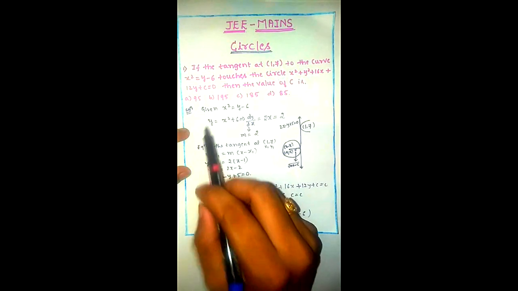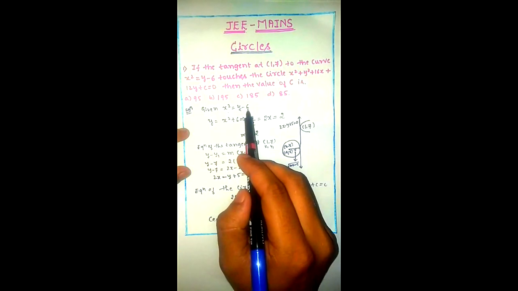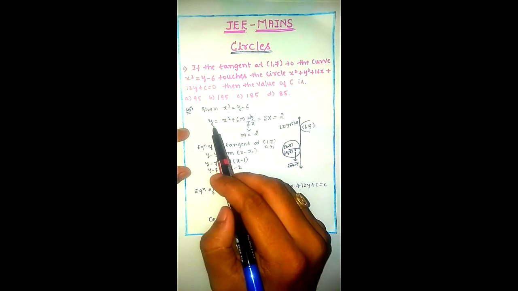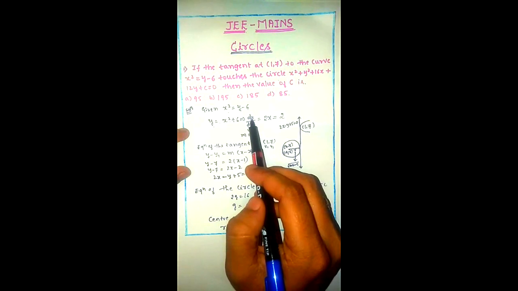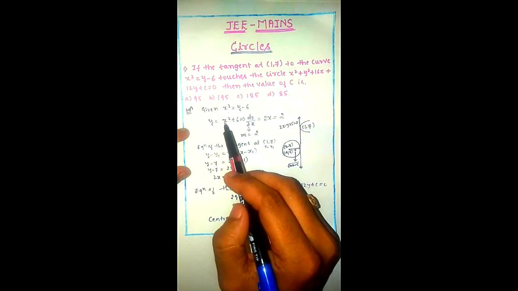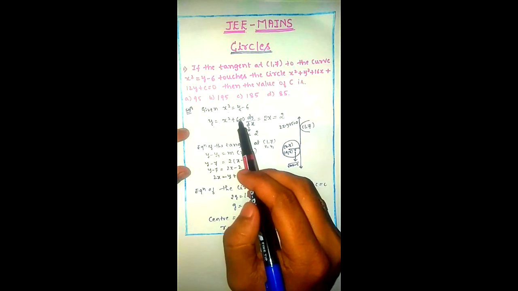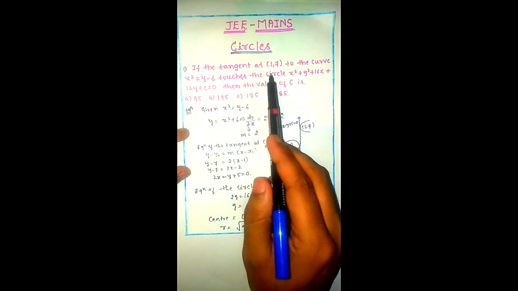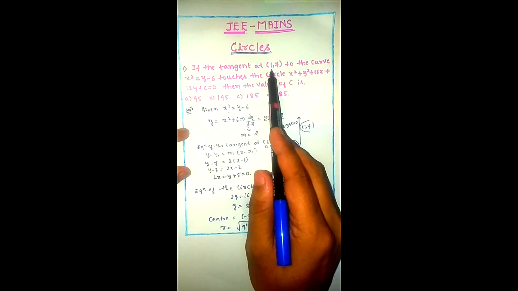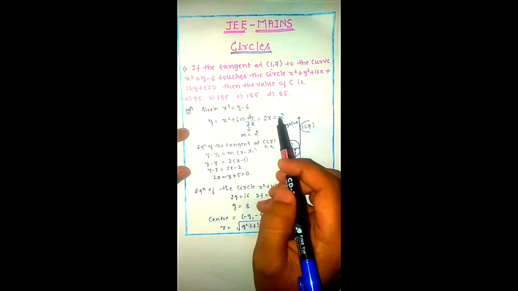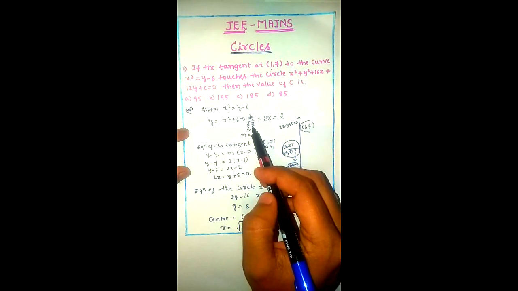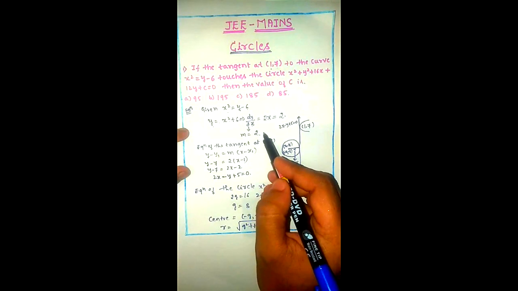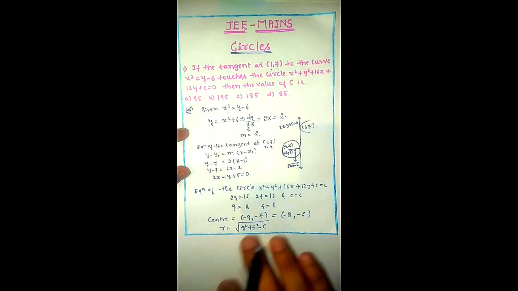Solution. Given x² = y − 6, then y = x² + 6. Differentiating y with respect to x, that means dy/dx: the differentiation of x² is 2x, and the differentiation of the constant term 6 is 0. So dy/dx = 2x. For the tangent at (1, 7), x = 1 and y = 7. If x = 1, we get 2. So dy/dx = 2, which is nothing but the slope. M is equal to 2.